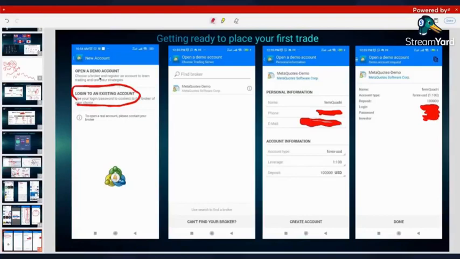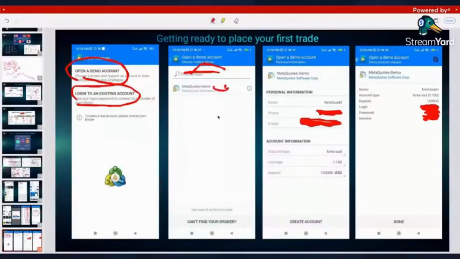So let's assume you want to open another demo account. You just click on open demo account here. Then in this space, you type in the name of your broker. We have so many brokers, and I'm going to discuss the brokers on another video. Here you either type in the broker you want to use, or you just click on MetaQuotes Demo to create your demo account.